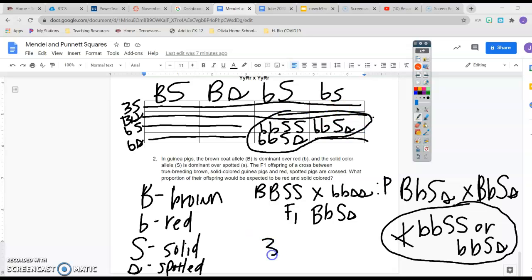So it'd be 3 out of 16 for my proportion that would be expected to be red and solid colored. So hopefully that helps you look at genotypes and phenotypes, and how to set up a dihybrid and how to analyze a dihybrid.